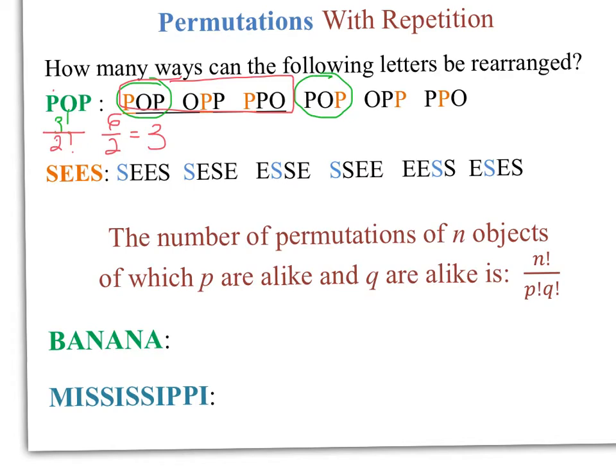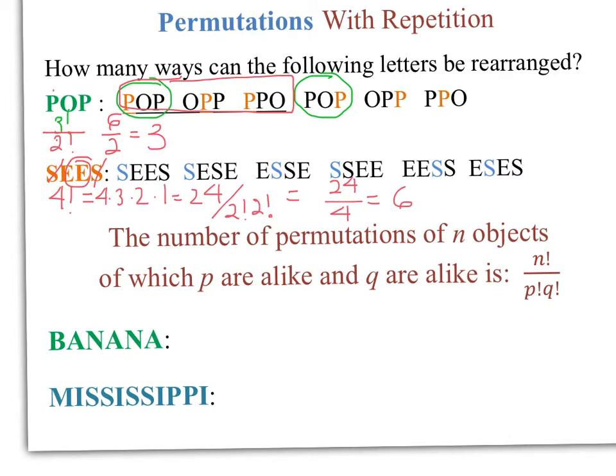So for instance, here I have the word SEES. So that is 4 letters. So you might think 4 factorial, and we know that 4 factorial is 4 times 3 times 2 times 1, which is 24. But I have 2 S's, so I'm going to divide by 2 factorial. I also have 2 E's, so I divide by another 2 factorial, and that leaves me with 24 divided by 4, which is 6. And what I have here are the 6 unique rearrangements of that word.